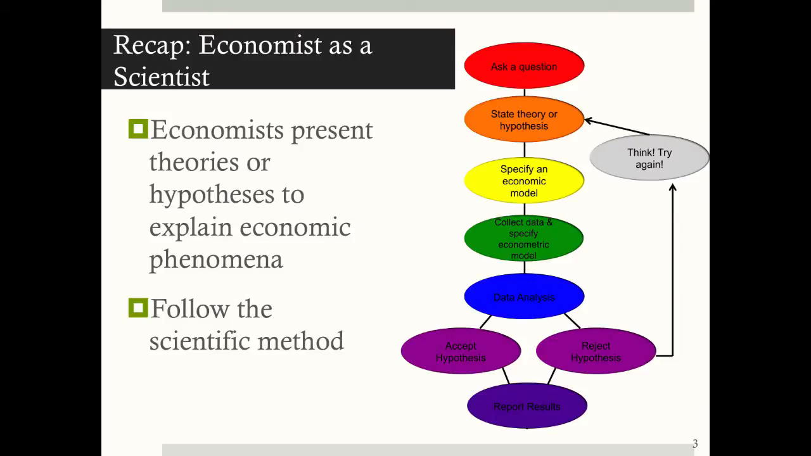Recall, in their role as scientists, economists present theories or hypotheses to explain economic phenomena, those relationships between different variables that we observe around us. And just as an FYI, theories and hypotheses are just systems of ideas intended to explain economic phenomena, facts, and events. And economists develop these theories and test them by following the scientific method.